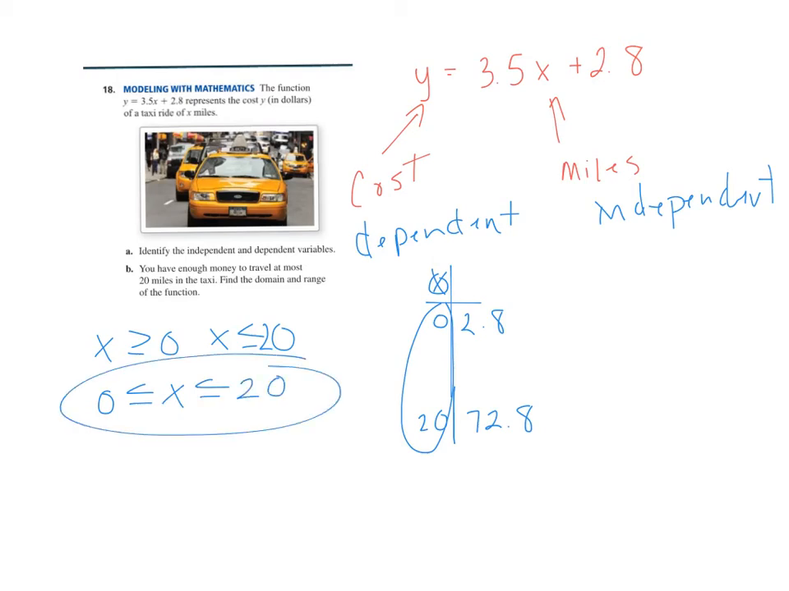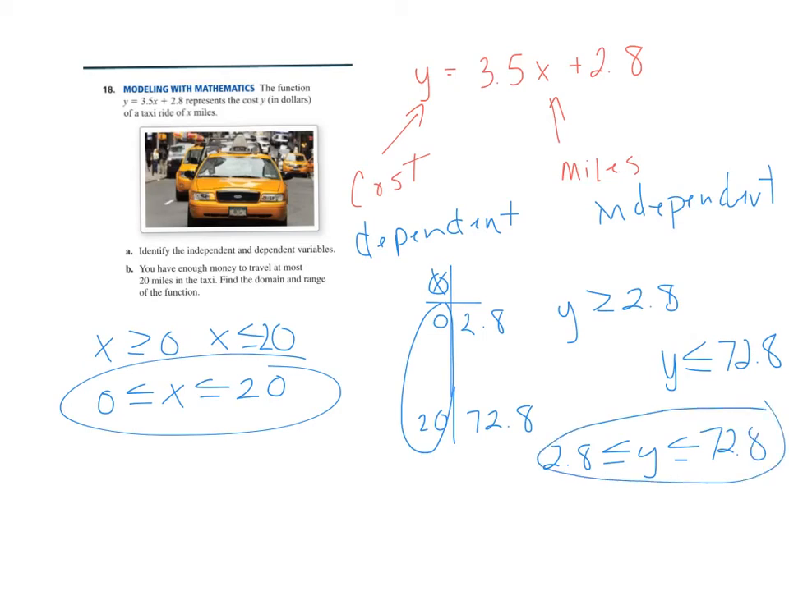There is your domain. And your range is going to be y is greater than or equal to 2.8. And you're also going to have y is less than or equal to 72.8. Take the smallest one and flip it. That would give you 2.8 less than or equal to y less than or equal to 72.8. So those should be your answer. Here is the domain. Here is the range.